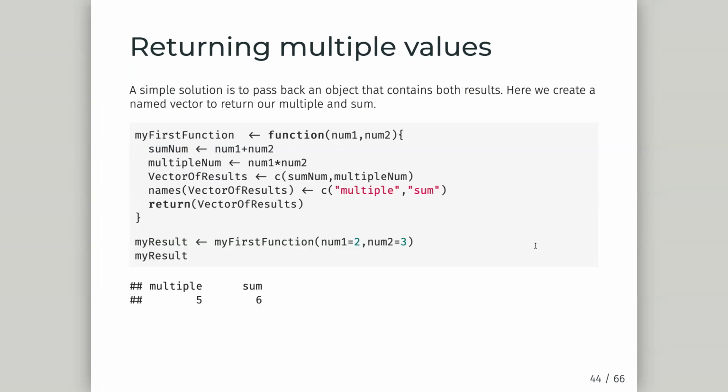So the solution to this is to create an object which contains all the results I want. Then I pass it back. So all I have to do here is create a vector of results. So I'm going to concatenate sum num and multiple num together. I'm going to give them some names so that the user would understand the output. And now I've got to return the vector of results. So when I run this, I don't get an error. I get a nice vector saying the multiple is 5 and the sum is 6.